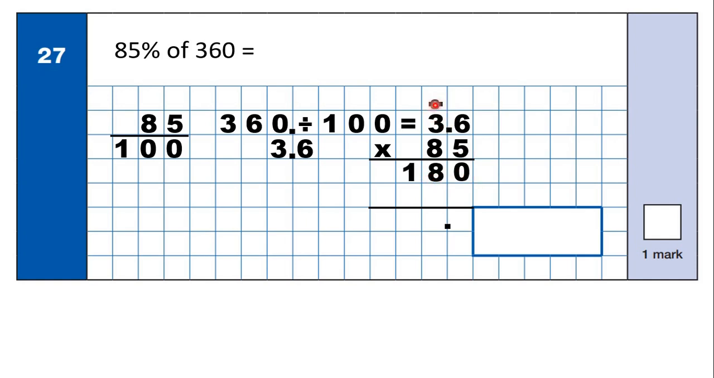Now we can cross out our working, write the 0 in our second answer line, and 6 times 8 is 48, so 4, 8. 3 times 8 is 24, plus 4 is 28. So if we add up our answer lines, we get 306.0, which we can just write as 306, because if we have 0.0, we have a whole number.